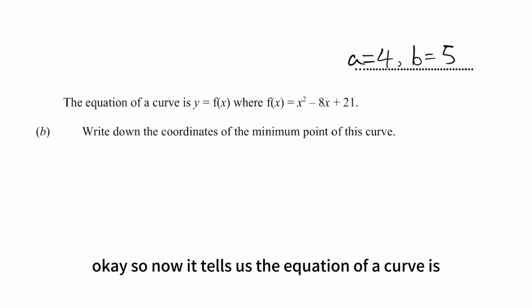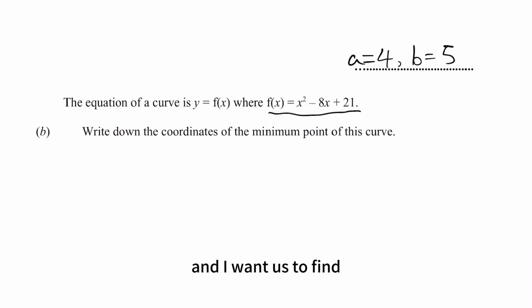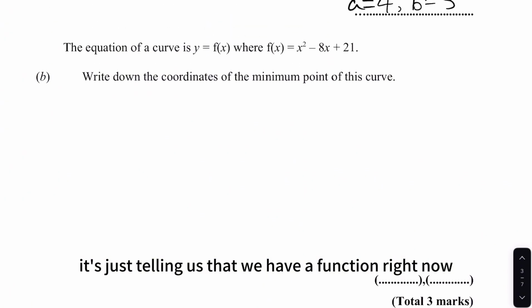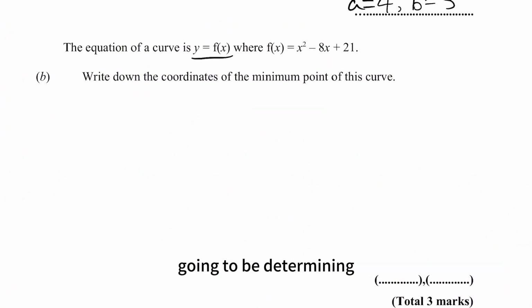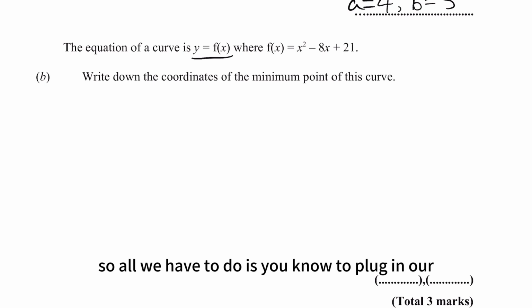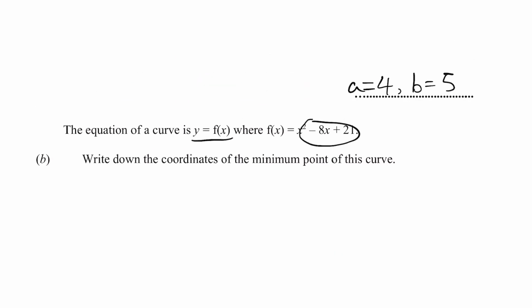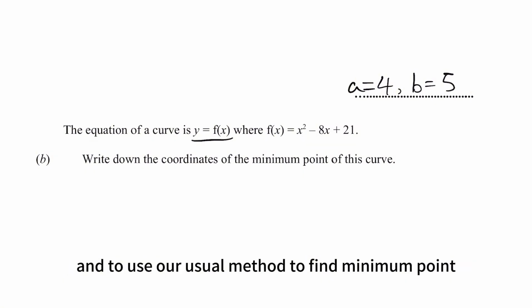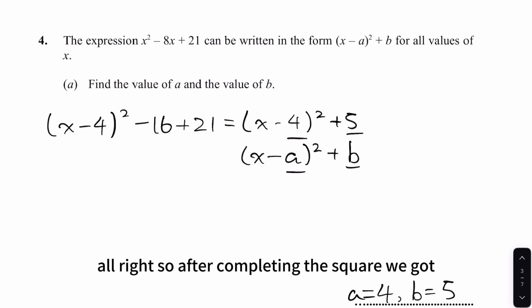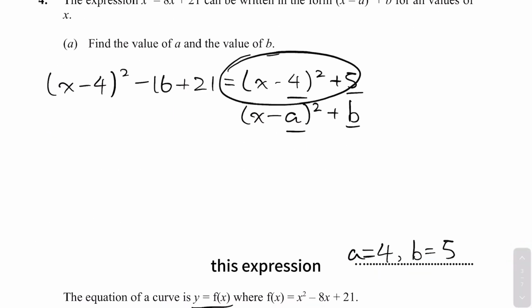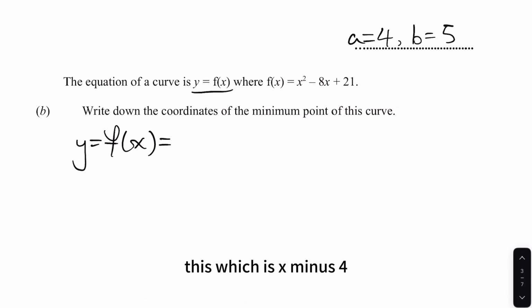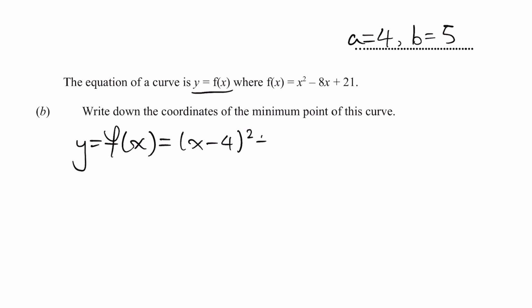Now it tells us the equation of a curve is f of x equal to this, and it wants us to find the coordinate of the minimum point. Notice that this question is essentially in the form of the previous question. It's just telling us that we have a function right now, and the function is going to be determining the y value. So all we have to do is plug in our completed the square form of this quadratic expression and use our usual method to find the minimum point. After completing the square, we got this expression. So y equals f of x is equal to this, which is x minus 4 squared plus 5.